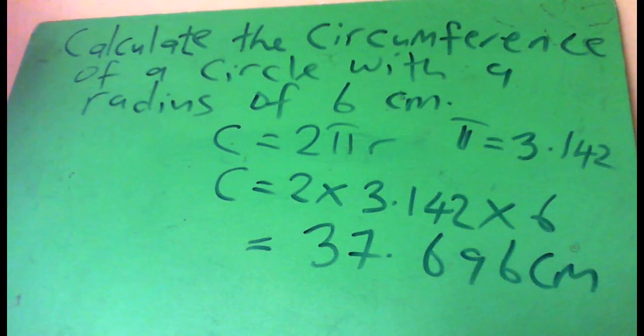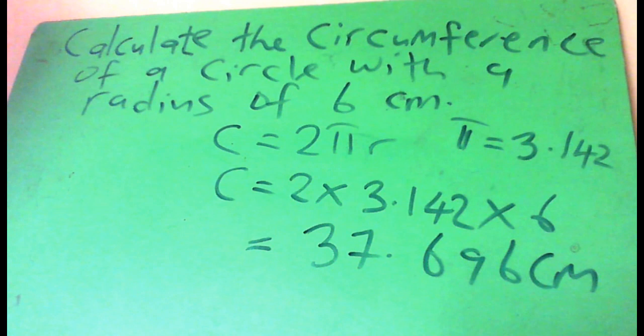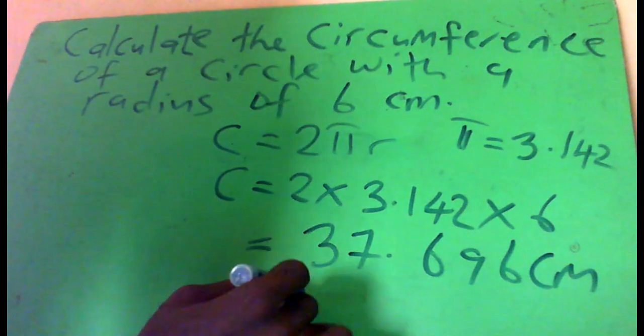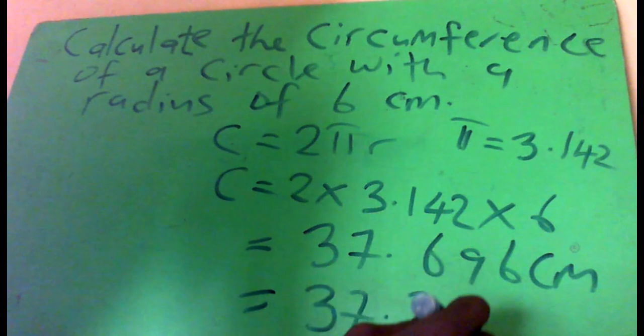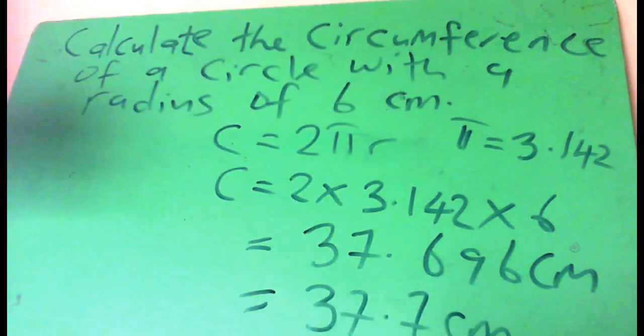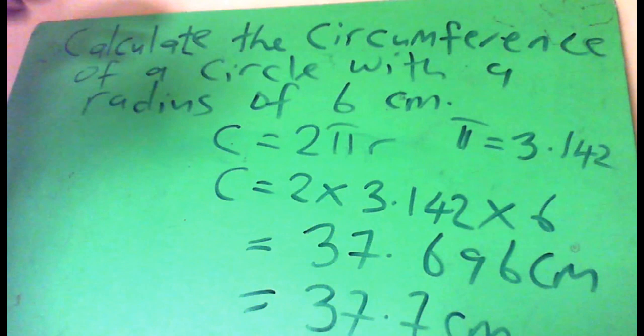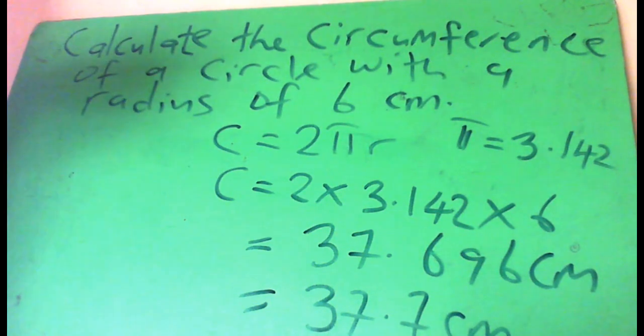Now if we want to take it to one decimal place, our final answer will be equal to 37.7 centimeters. That will be the final answer on how to calculate the circumference of a circle.